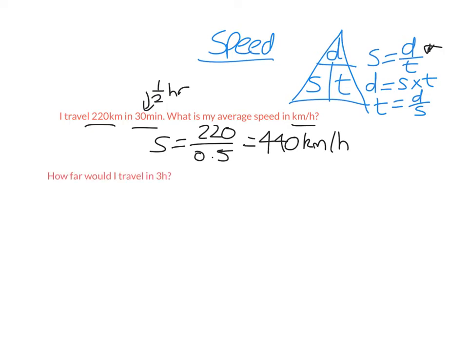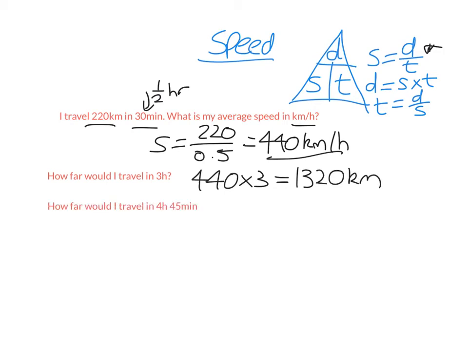How far would I travel in 3 hours? Notice 440 kilometres per hour is saying on average I travel 440 kilometres in 1 hour. So in 3 hours I would travel 440 times 3. 3 lots of 440, which is 1,320 kilometres.